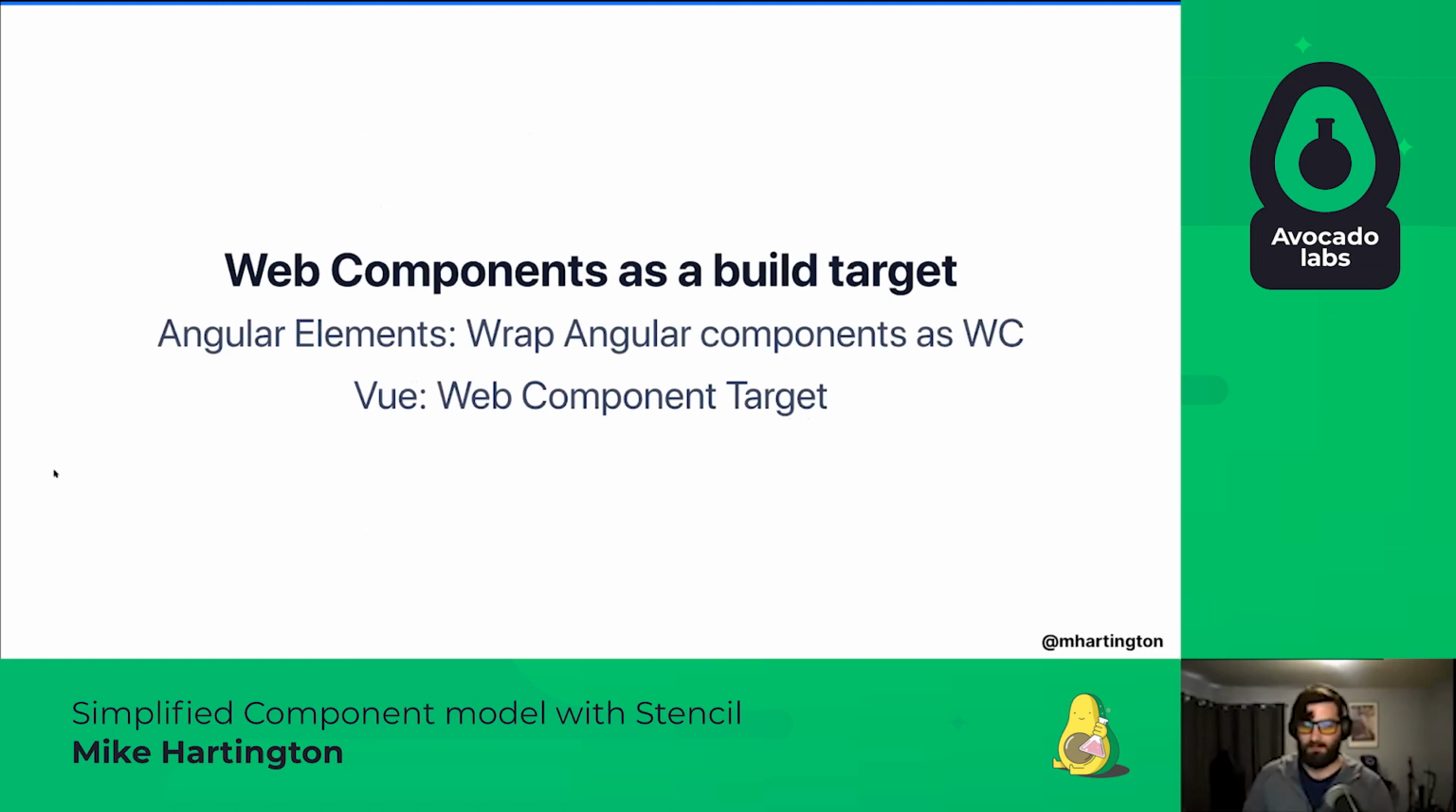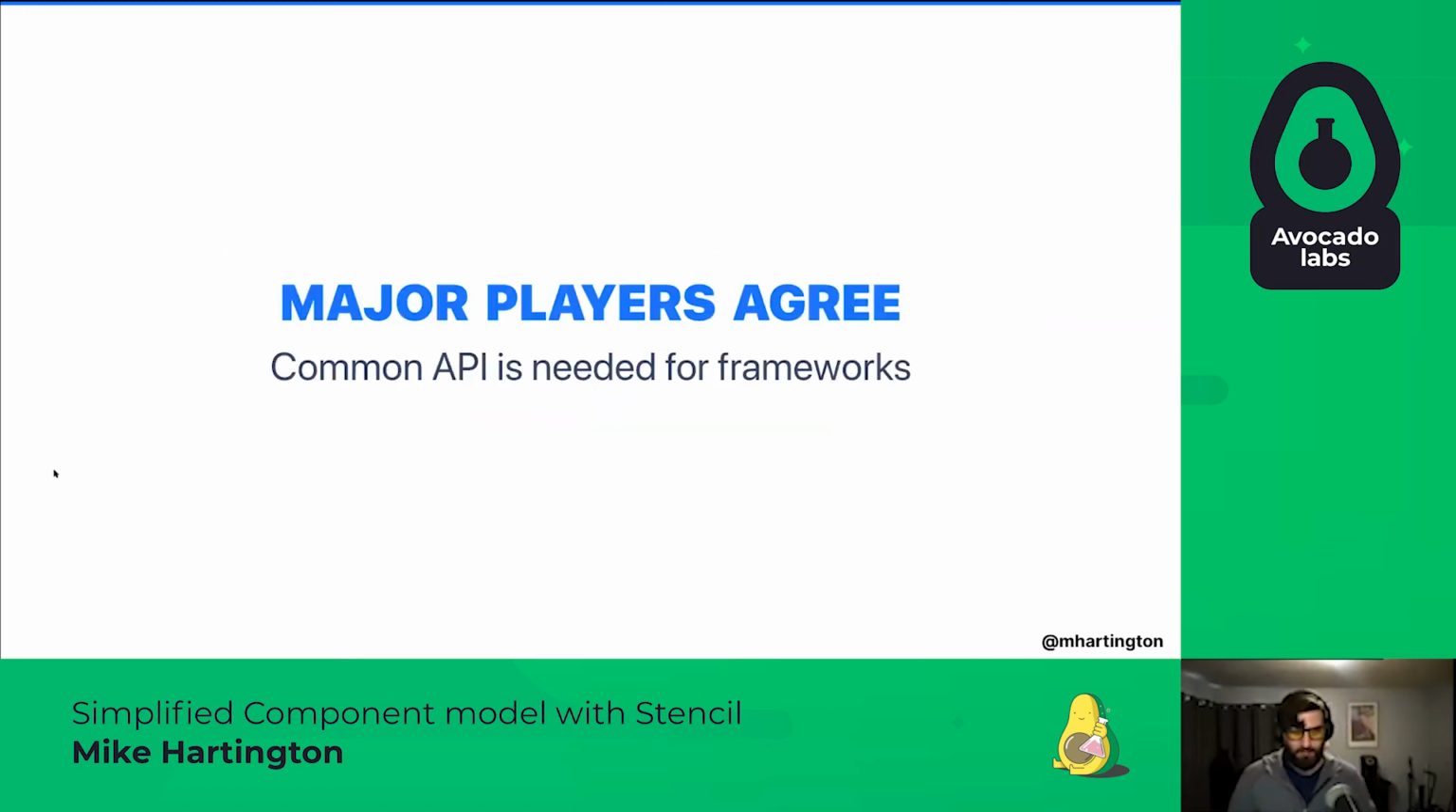And then web components has a build target. Angular Elements still is around and allows you to take your Angular component and deploy it as a web component. So if you're an Angular fan and you want to stick in that mindset, you can use Angular Elements. Vue has the same approach with web components as a build target, though both of these approaches at the moment kind of just say you need to bring in the whole library. So this common API and the simplified way of creating components, whether or not you use Stencil, most major players agree that this is something that should be worked on, and that this is important to the web ecosystem.